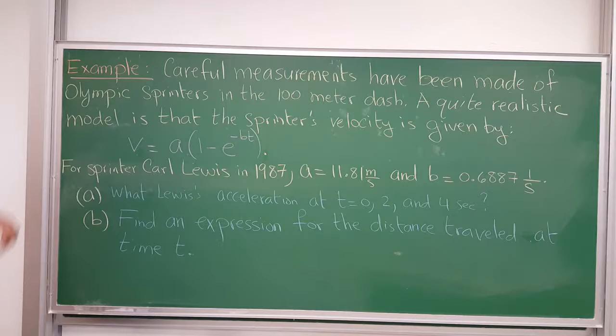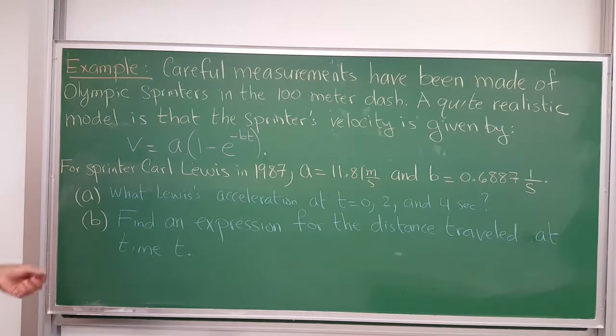At 0 seconds, at 2, and at 4 seconds. And then it says find an expression for the distance traveled at time t, and then we will solve that for time t. So remember, he's running 100 meters here, all right?